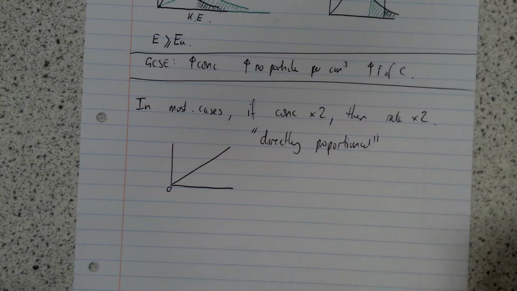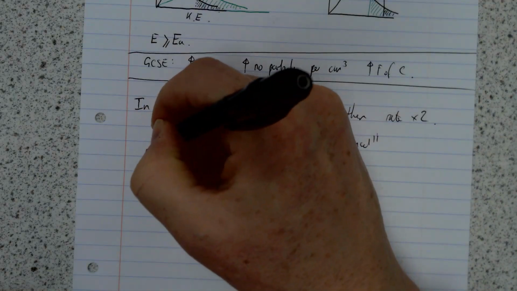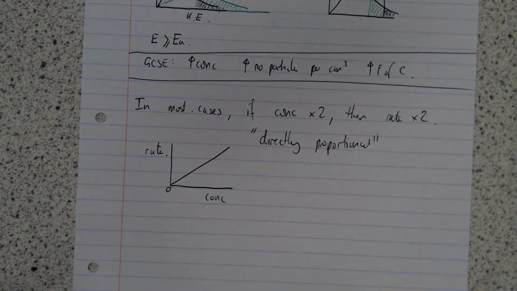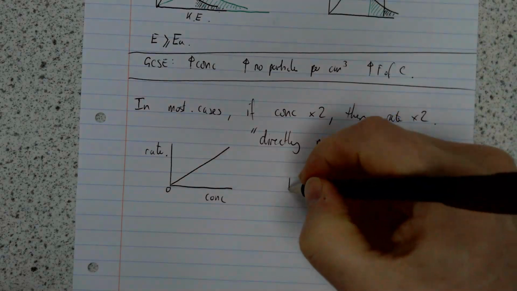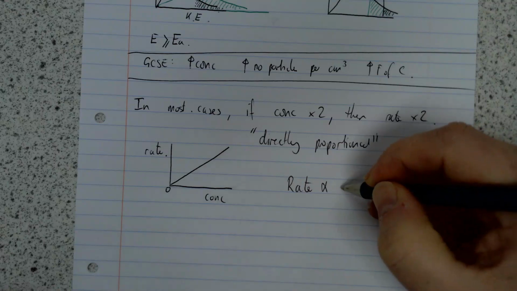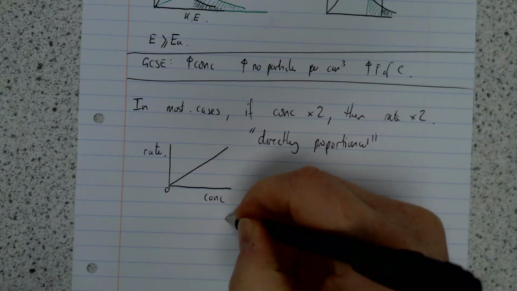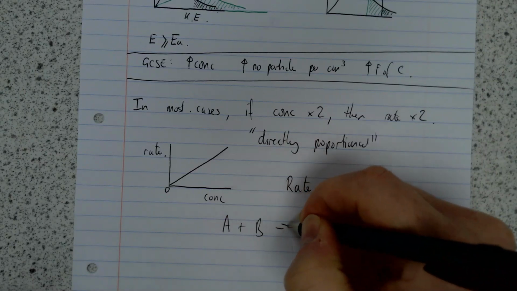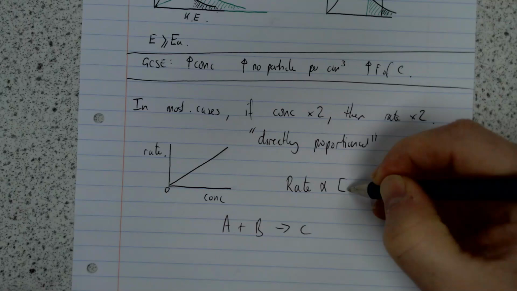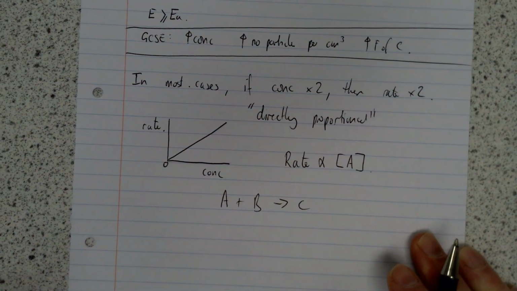As one increases, the other increases, and it does so linearly, something like that. Okay, so as concentration increases, rate increases. And so what we can say in that situation is the rate is proportional to the concentration. And what I'm going to do, I'm going to call it this reaction, A plus B goes to C. And so we're going to say rate is proportional to the concentration of A.